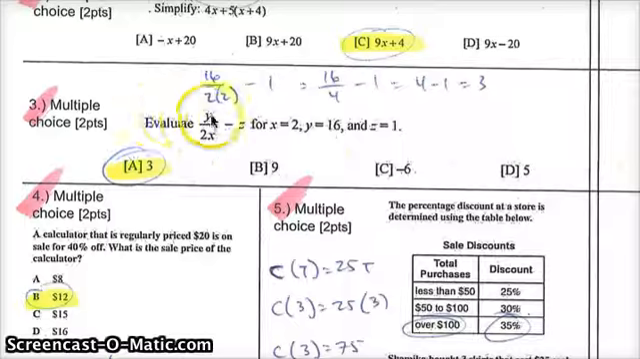Question number 3. It tells you to evaluate y divided by 2x minus z. So your y value here, value means to substitute. Your y value is 16. 2 times x, your x value is 2. So I'm just going to simplify this and we'll take care of the -1 later. So 16 over 2 times 2, which is 4, and 16 divided by 4 is 4, and 4 minus 1 is 3. Your answer is A.